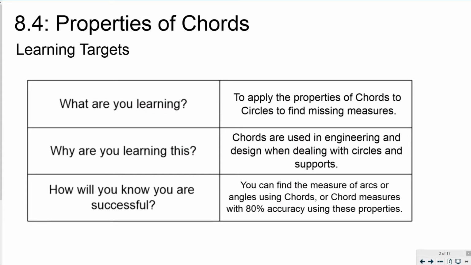So in this video, guys, we're going to be applying the properties of chords to circles to find missing measures. Those missing measures could be arcs or other chords, or even radiuses. We're learning this because chords are used in engineering and design when dealing with circles and supports. And you're going to be able to find the measure of arcs or angles using chord measure properties.